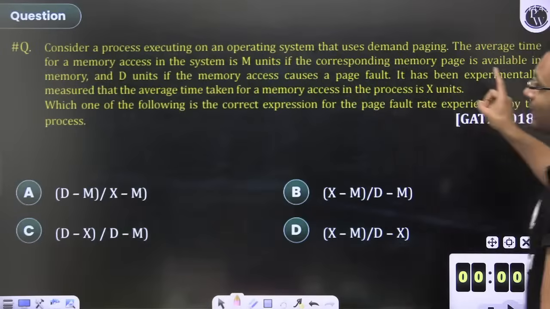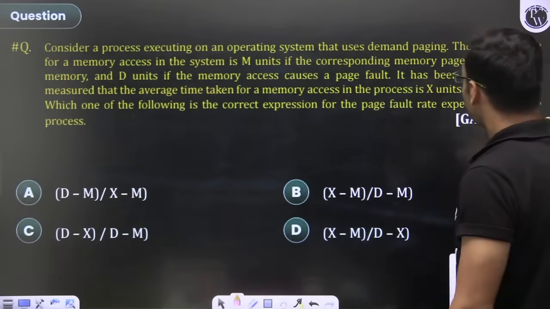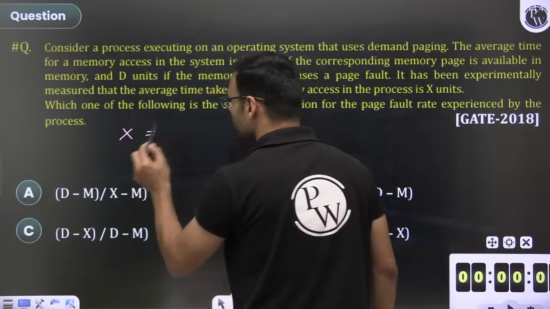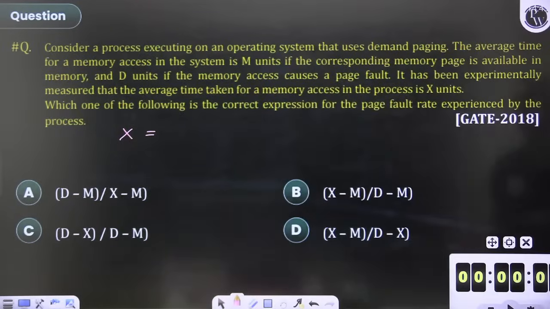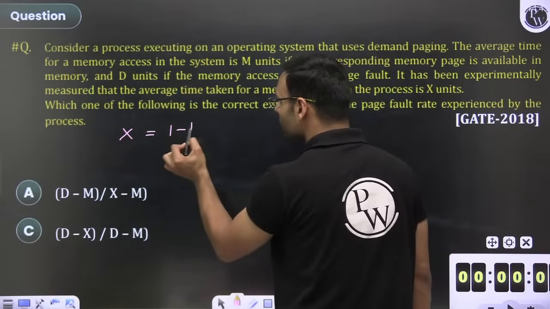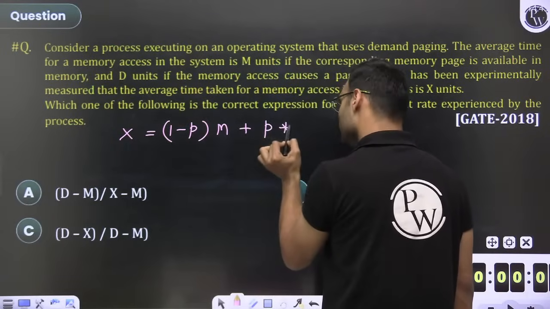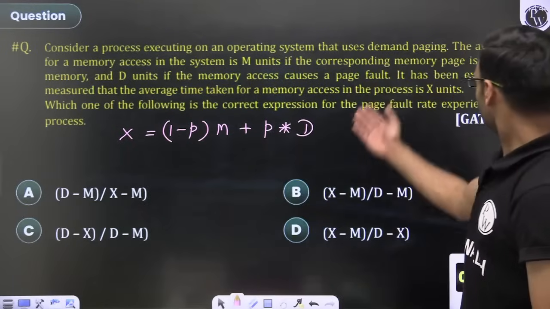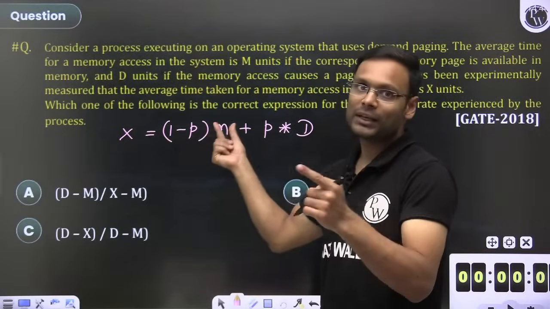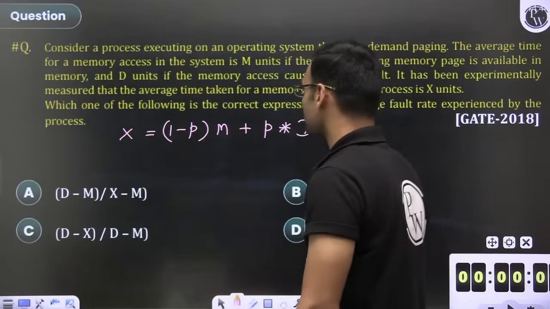It has been experimentally measured that the average time taken for a memory access in the process is x units. So the effective memory access time is x. Which of the following is the correct expression for page fault rate? When there is no page fault, M time is needed; when there is a page fault, D time is needed. P is the page fault rate, and the overall effective memory access time is x.